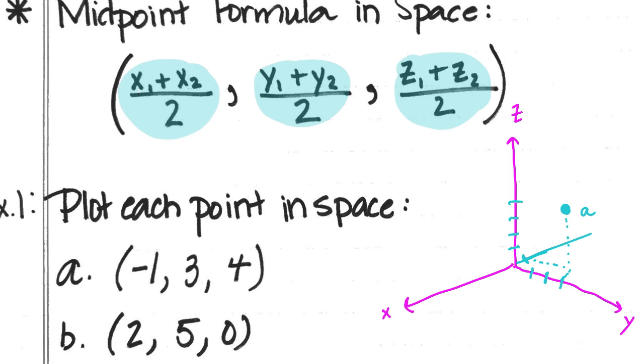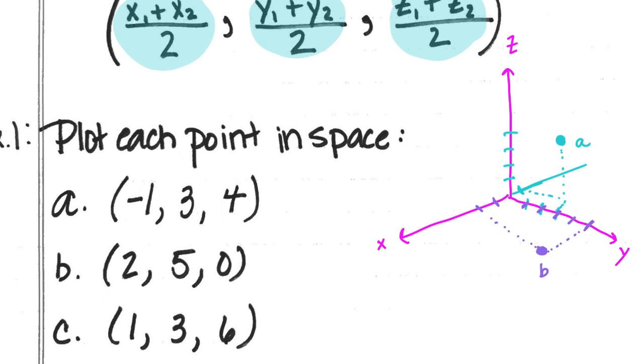Let's see how we do with 2, 5, and 0. So 2 is going this way. 5 is going this way. And if I went over 2 and over 5, that would meet kind of in the middle this way. So this would be B.